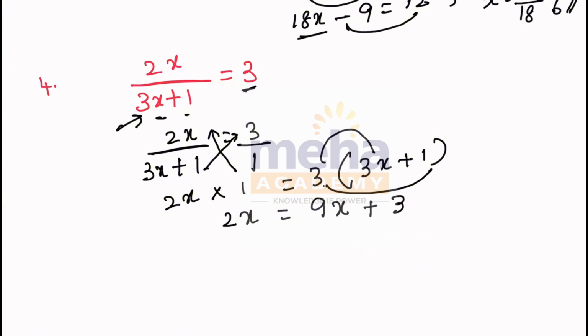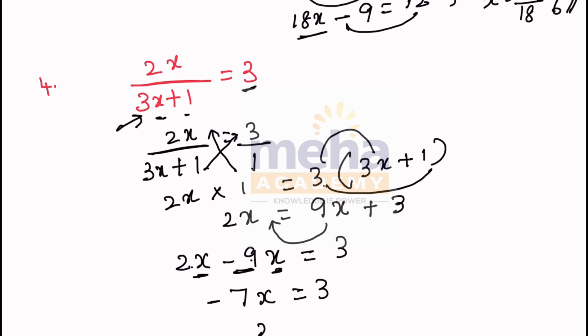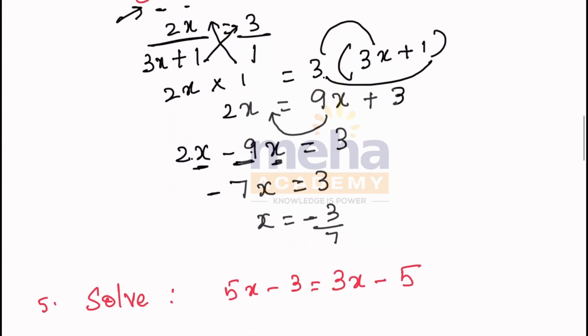Now I have to bring all the x to the LHS side. So in front of this 9x, the symbol is plus. When it comes to the other side, it becomes 2x minus 9x is equal to 3. So it is a like term. So 2 minus 9, 1 plus and 1 minus, I do subtraction, that is 7, and give the greater number's sign, which is 9. Sign is minus. So minus 7x is equal to 3. x is equal to 3 over 7, and the negative sign also goes to the other side.